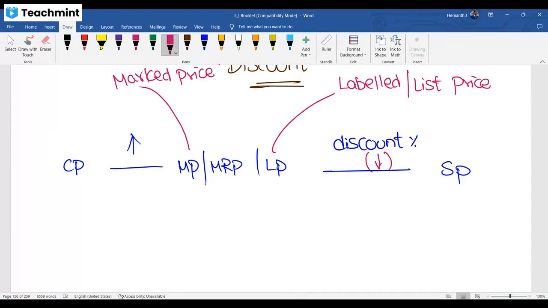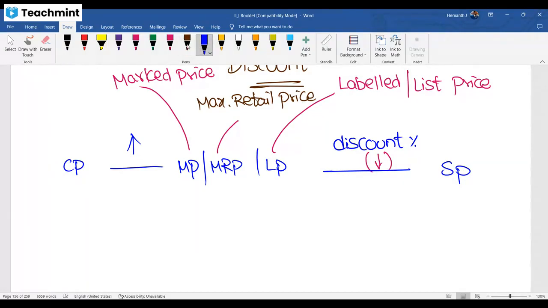MRP, I hope you know. What is MRP? Maximum retail price. When you purchase any groceries or most cool drink bottles, you can see MRP everywhere. In your books also, when you purchase notebooks, you have MRP, maximum retail price we call.